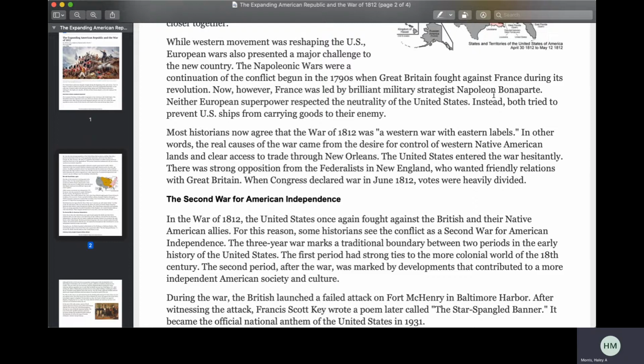Most historians now agree that the War of 1812 was a Western war with Eastern labels. In other words, the real causes of the war came from the desire for control of Western Native American lands and clear access to trade through New Orleans. The United States entered the war hesitantly. There was strong opposition from the Federalists in New England who wanted friendly relations with Great Britain. When Congress declared war in June 1812, votes were heavily divided.